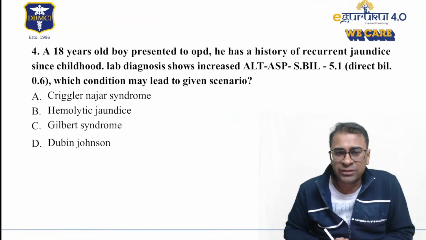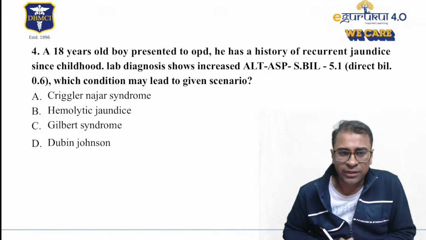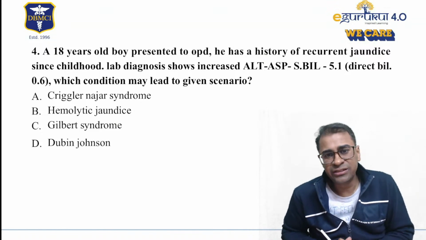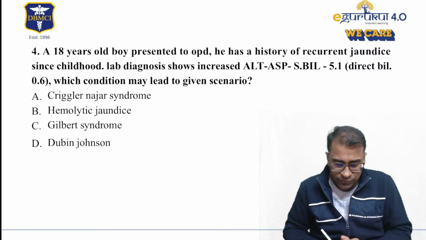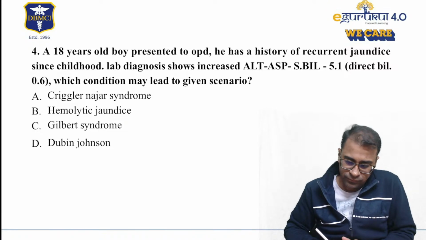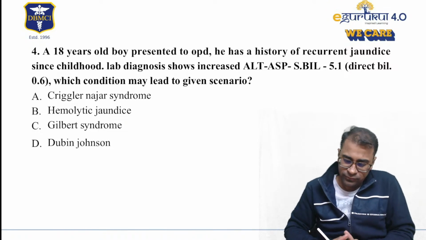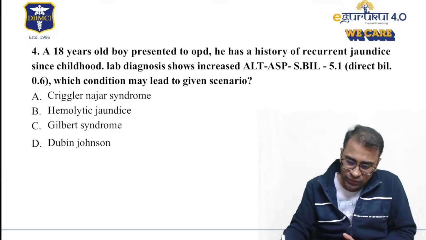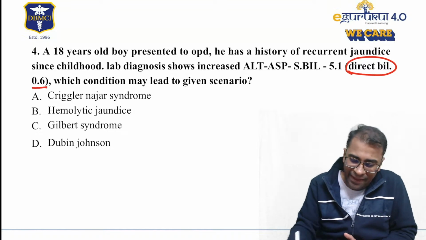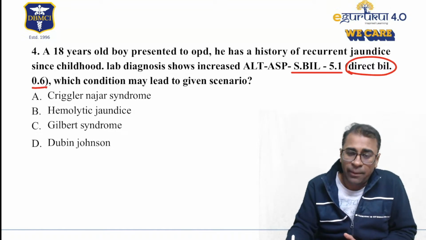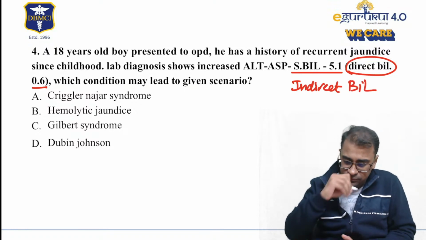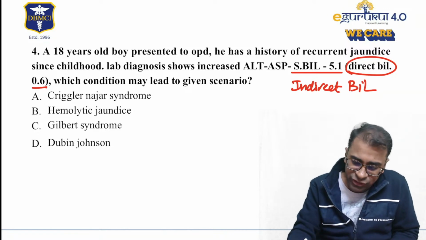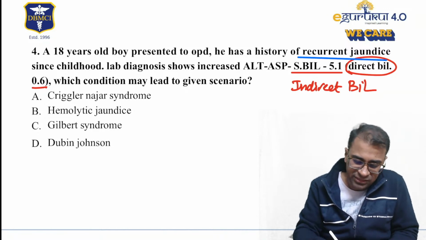An 18-year-old boy presents to the OPD and has recurrent jaundice. Lab study reveals ALT, AST, serum bilirubin 5.1. Now the patient has direct bilirubin of 0.6 and total bilirubin of 5.1, which means it is indirect bilirubinemia. The patient has had recurrent jaundice since childhood. Best answer is Gilbert syndrome.